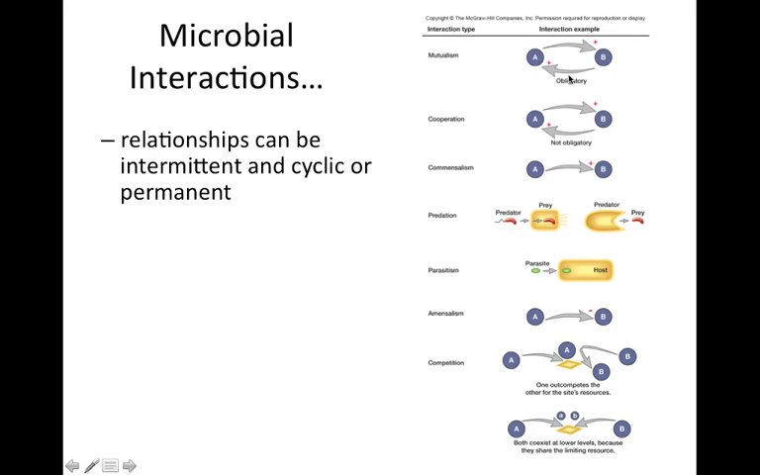one another. It would be called cooperation if one of the organisms is positively benefiting the other, but it's not obligatory for that organism to survive. So in mutualism, they are providing something that is obligatory. In commensalism, there's a positive effect on one organism, and no positive or negative effect on the other.